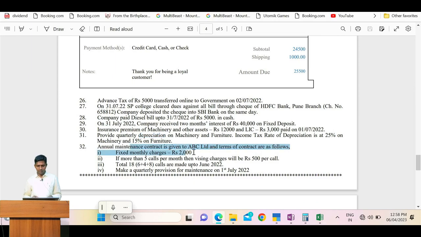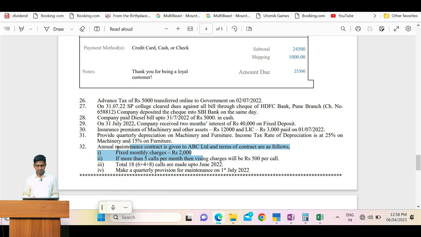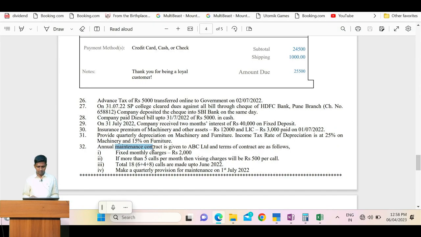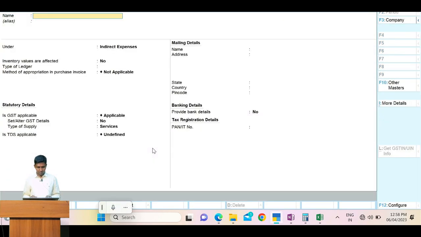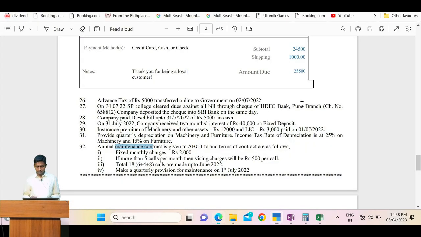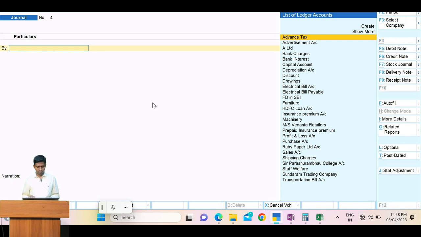And then annual maintenance, the last entry. I have been talking for the last 2 hours. Annual repair and maintenance entry. Say repair and maintenance. Do you have repair and maintenance? No. Create it. First select the voucher type. You are providing, correct? You are just providing, not paying. Provision entry, non-cash entry. Therefore, in a journal voucher type.